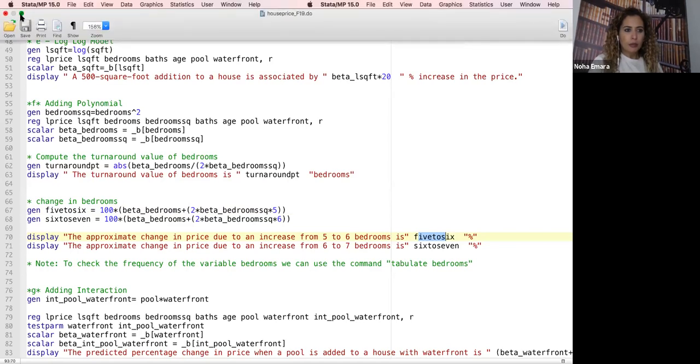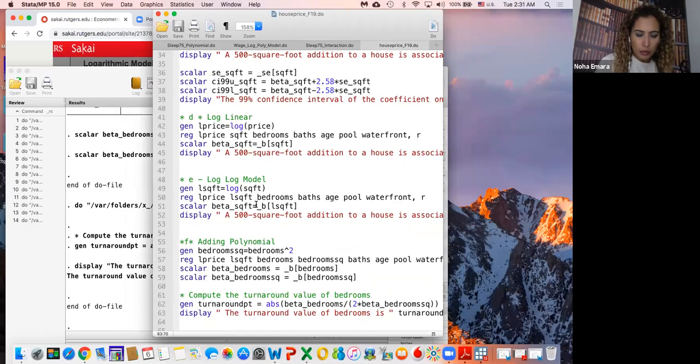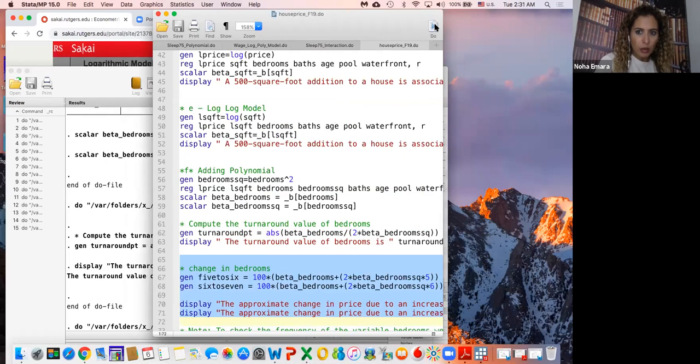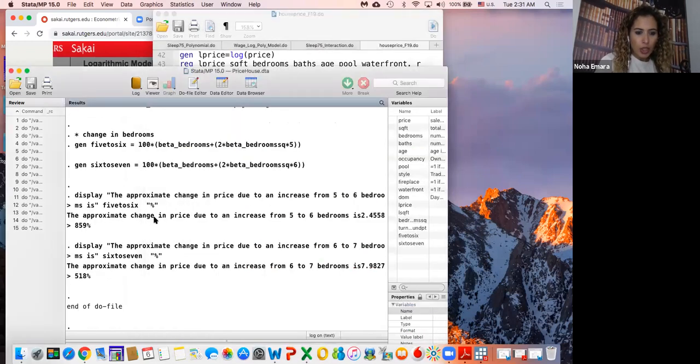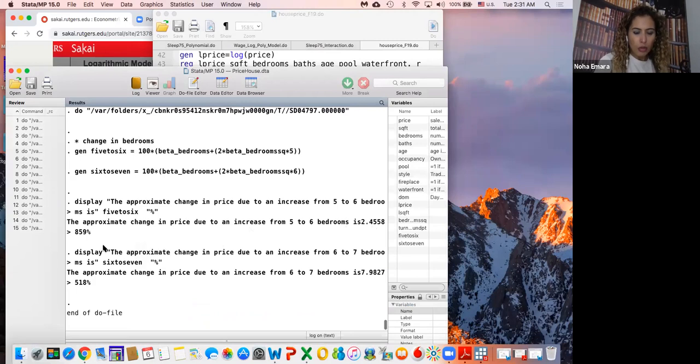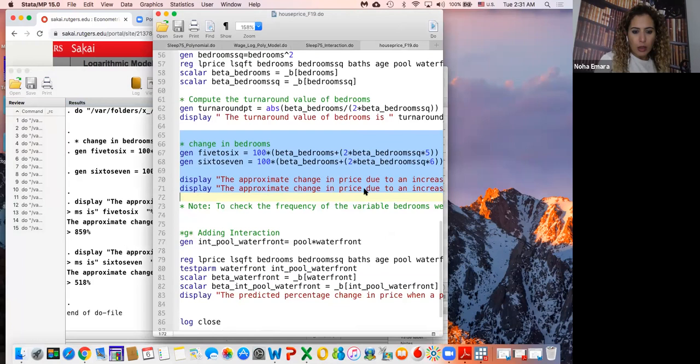So let's see that. For 5 to 6, you just get this and you get the display. The approximate change in price due to the increase from 5 to 6 bedrooms is 2.4 whatever percent. So you can say it's about a 2.5% jump in the price for the increase in bedrooms from 5 to 6. From 6 to 7, the jump in the price is much bigger, about 8%.